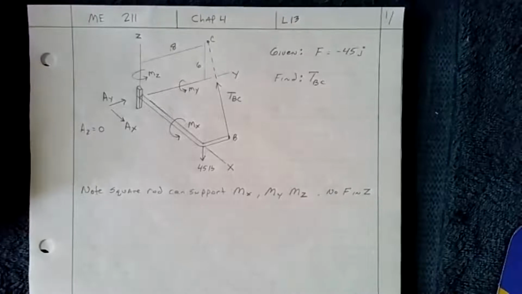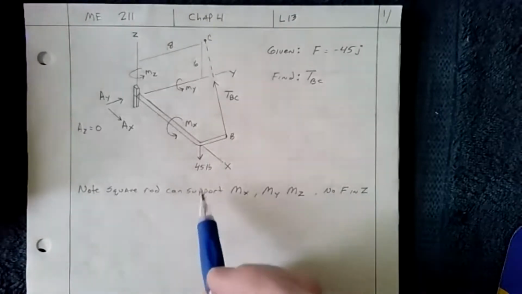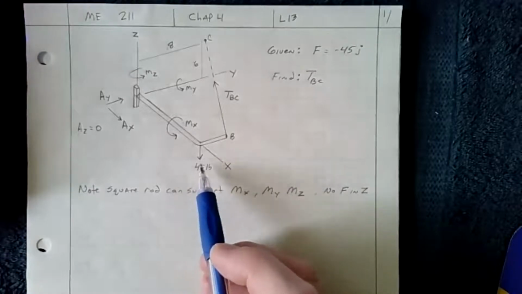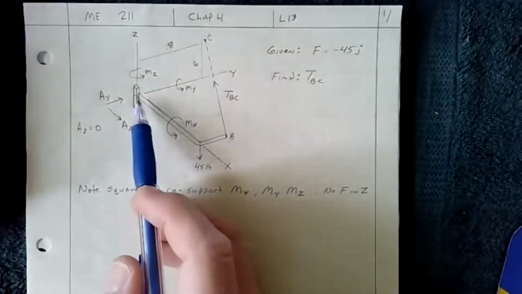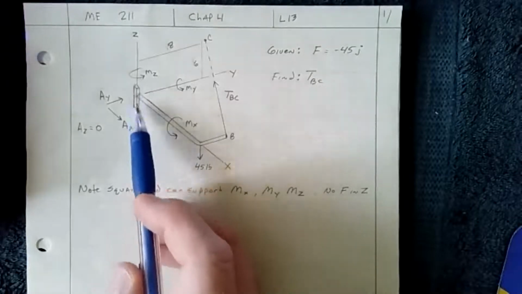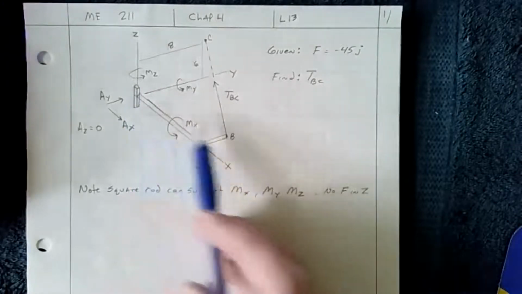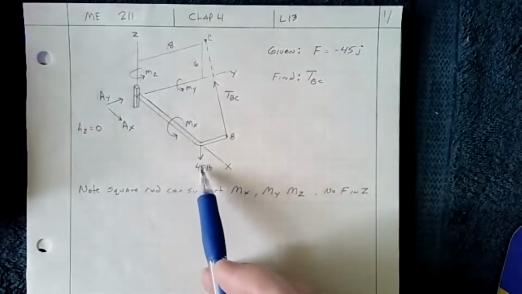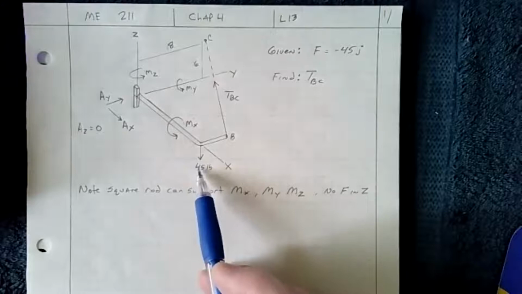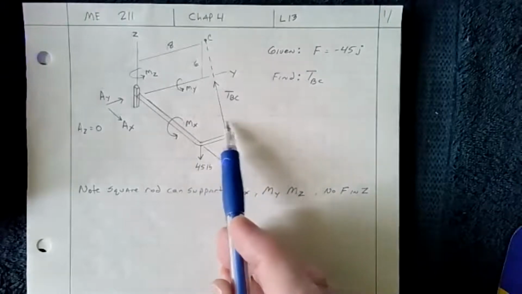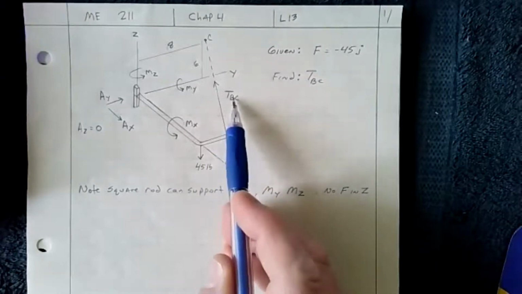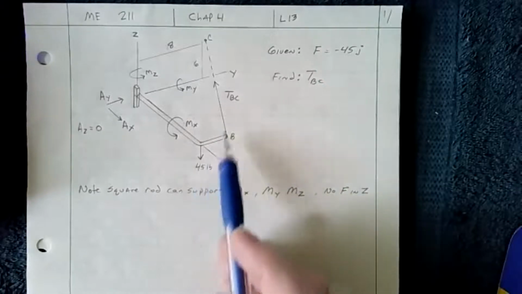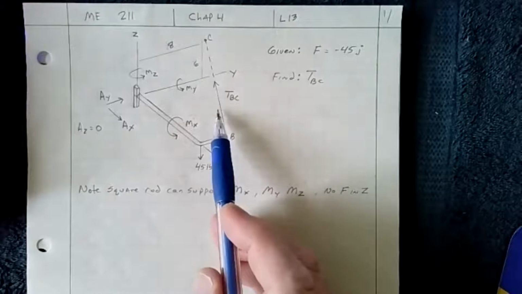Now, in this case, we know that we have a negative 45 pounds going down. And we know that here, this can't support any force in the z. So the only other part of the system that's going to be able to offset that 45 pounds going down is going to be the z component of this, right? Because we don't care about the x or y component because it's pure z. So we just want to get that z component.